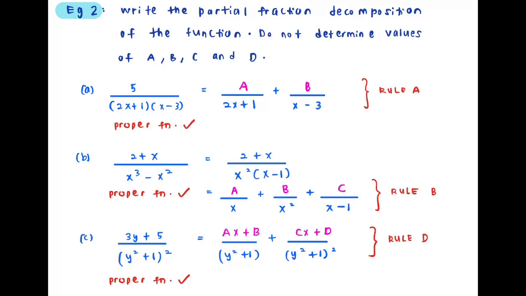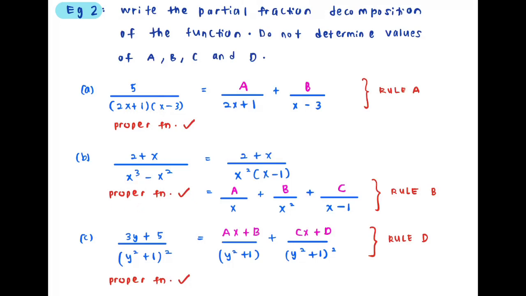This is a linear and this is also a linear. So write it as 2x plus 1, and another one as x minus 3. Since these are linear, in the numerator it is just a single constant, A and B. Let's see question B. The power of the numerator is 1. The power of the denominator is 3. Since the power of the numerator is smaller than the denominator, this is a proper function.